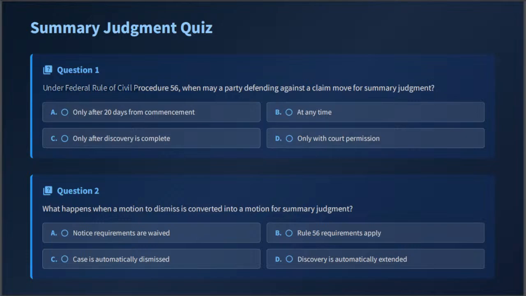So under Federal Rule of Civil Procedure 56, when may a party defending against a claim move for summary judgment? So you're defending against a claim. When can the party that's defending against a claim move? A, only after 20 days of commencement? B, at any time? C, only after discovery is complete? Or D, only with court permission?